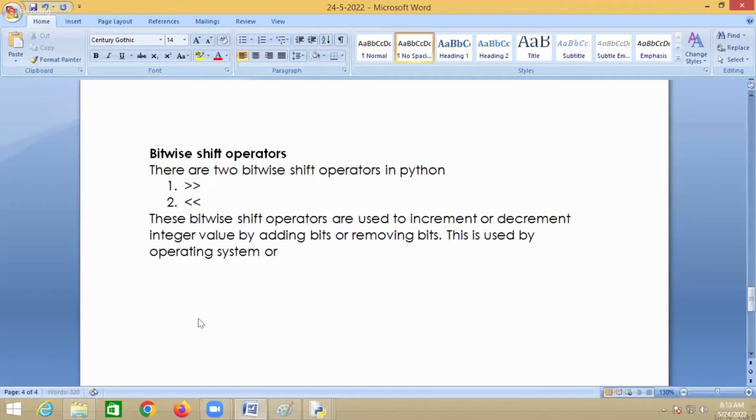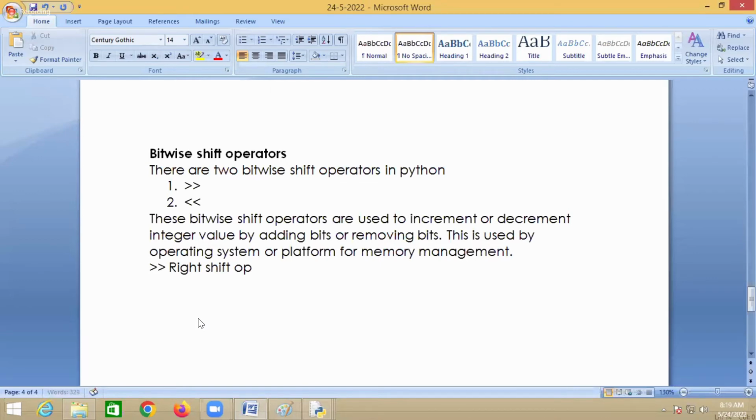This is used by the operating system or language runtime environments or platforms for memory management. In memory management, the operating system or the platform uses right shift and left shift, by adding bits and by removing bits. That is done by using right shift and one more, left shift. So this is the right shift operator.